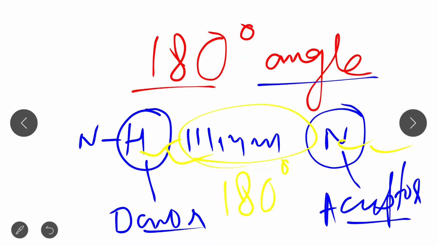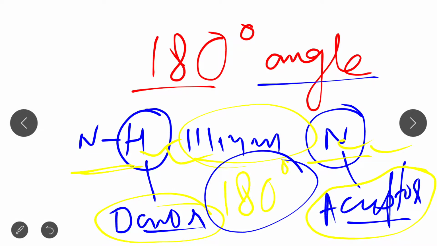I hope you get the idea. Hydrogen bond always occurs between two types of molecules: a donor molecule that contains the hydrogen, and an acceptor molecule which does not contain hydrogen. When the angle between the donor and acceptor molecule is 180 degree, the hydrogen bond will form, and it will form in a stable conformation.